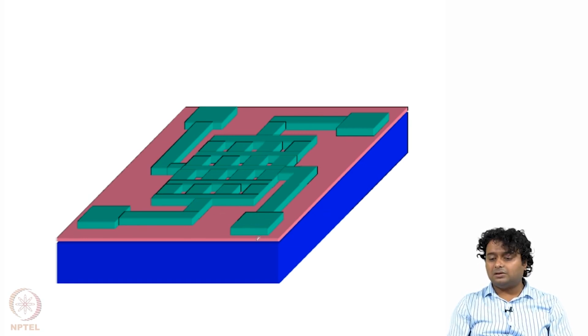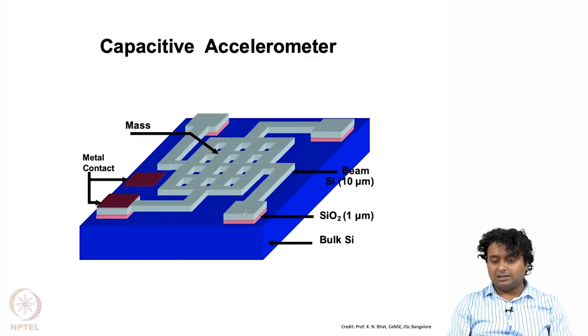Ultimately, at the anchor region only SiO2 will be left, all the other regions will be gone, and we will get a suspended structure like this. And then, using lithography again, we can make metal contacts at these two particular positions.